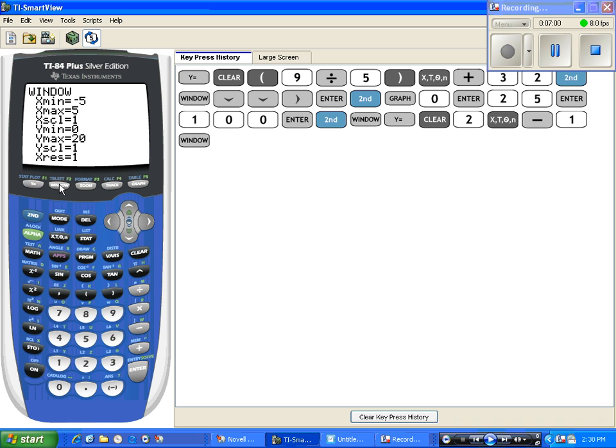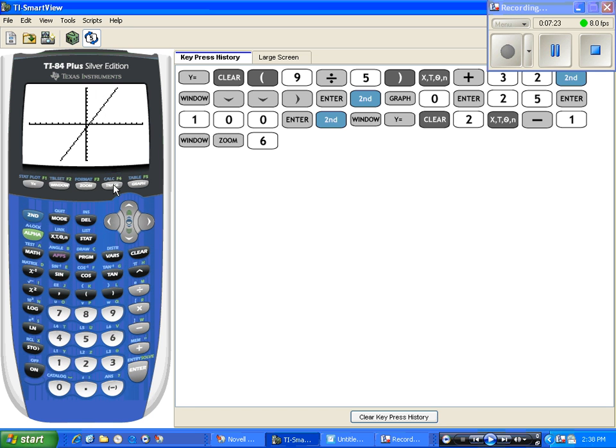So right now, I've got a crazy window. The shortcut to setting the window back to -10 to 10, -10 to 10, is to hit the zoom key and then standard, which is 6. And that automatically sets my window back to -10 to 10, -10 to 10, which works well 90% of the time.